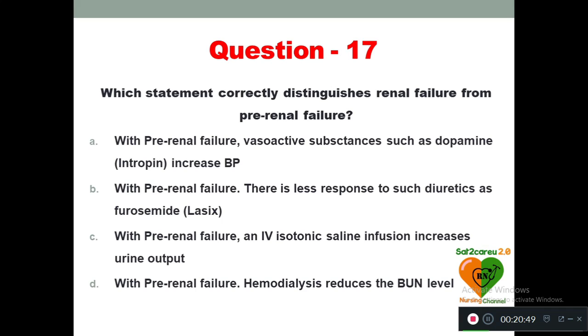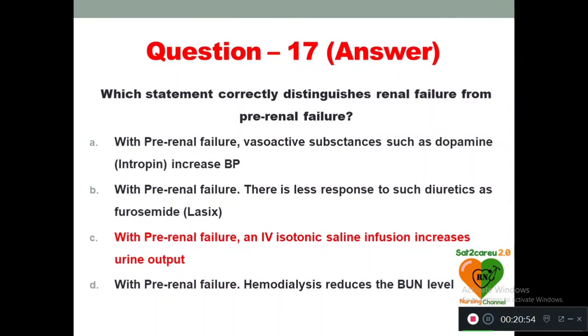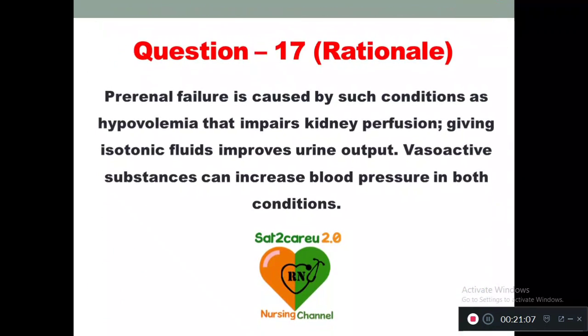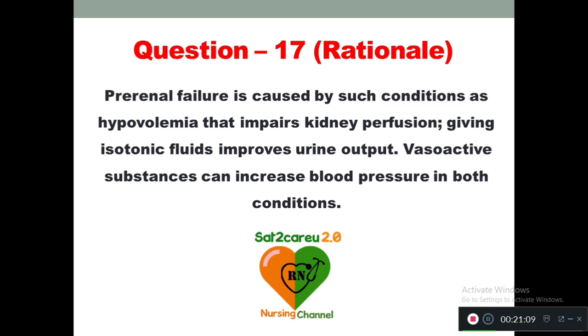So, which statement correctly distinguishes renal failure from pre-renal failure? The statement differentiating renal failure from pre-renal failure is option C. With pre-renal failure, an isotonic saline infusion increases urine output. Pre-renal failure is caused by conditions such as hypovolemia that impair kidney perfusion. Giving isotonic fluid will improve the urine output. Vasoactive substances can increase blood pressure in both renal failure as well as pre-renal failure.